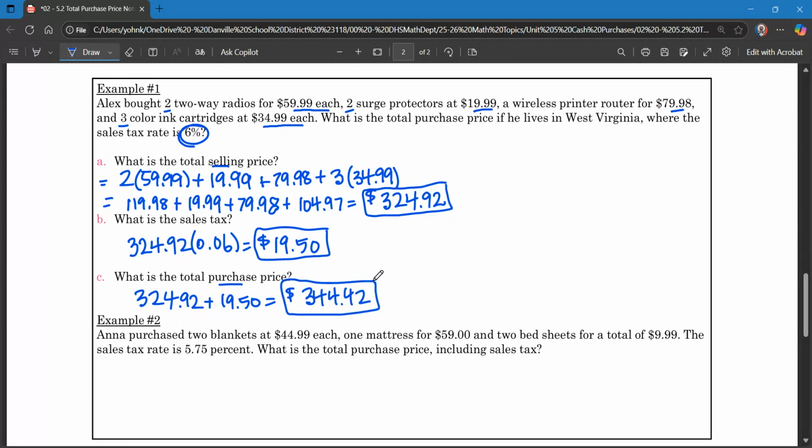So vocab is very important, kids. Make sure you're reading the vocab so that you know what they're trying to ask you to find.